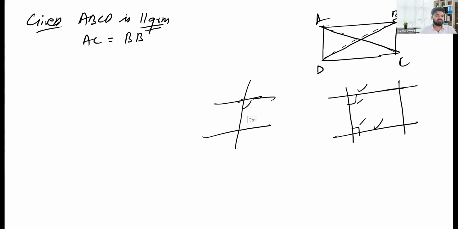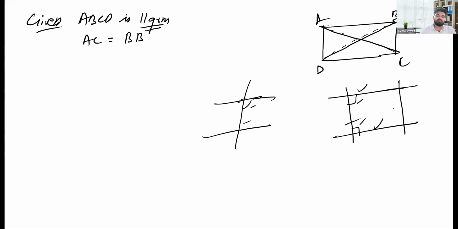But if I am saying that this and this are equal, then it will be 90 and 90 only, because 90 and 90 are equal and the sum is also 180°. Otherwise, if it is x and x, then x plus x should be equal to 180°. So 2x is equal to 180°, and then you will get x is equal to 90°.